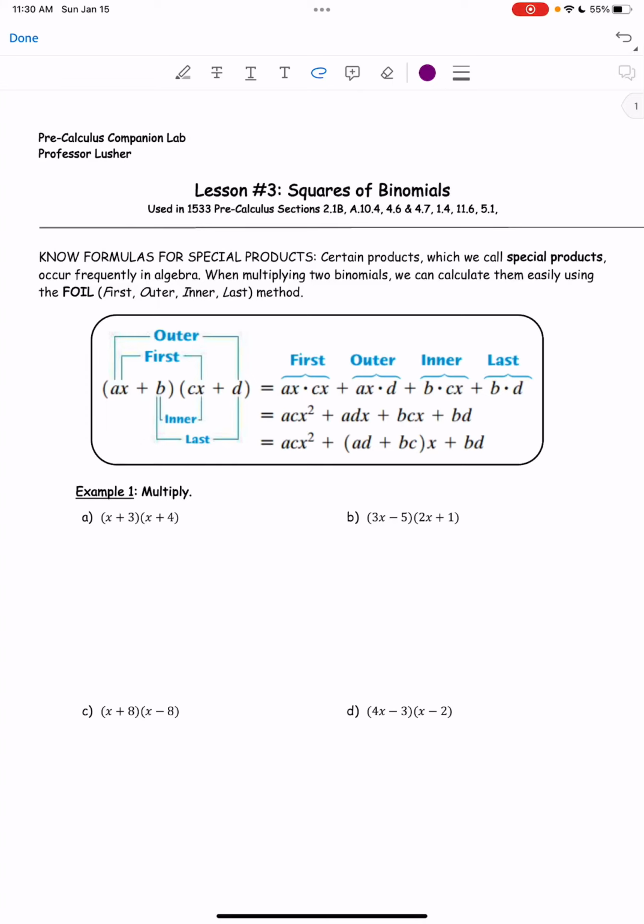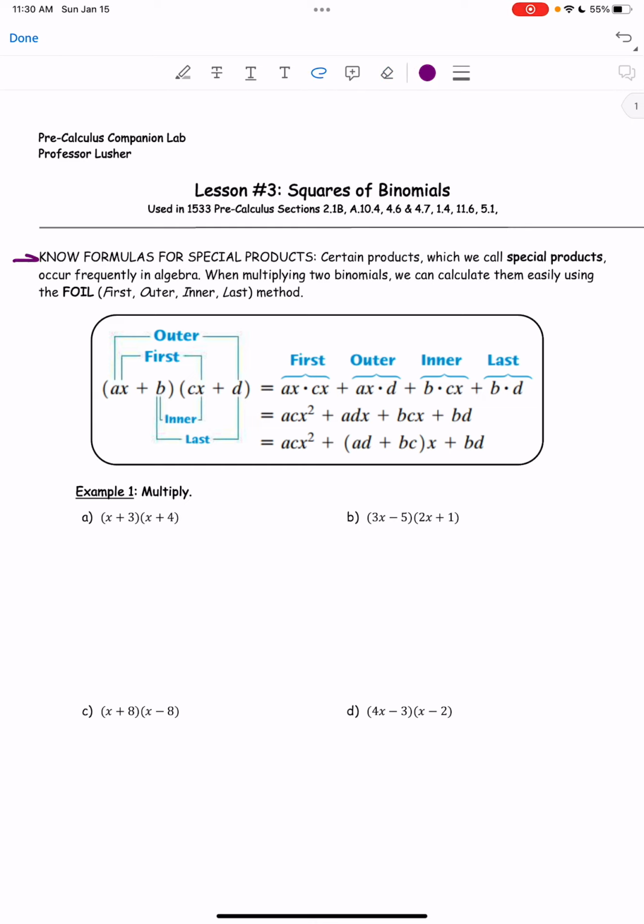Hey everyone, welcome to lesson 3 of the companion lab. In this lesson we're going to go over squares of binomials. But before we go over squares of binomials, we have to review how to multiply two binomials together.